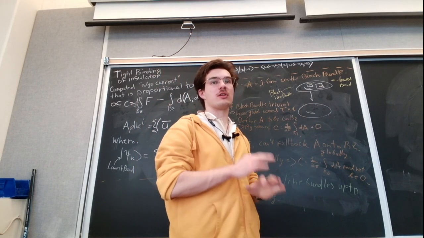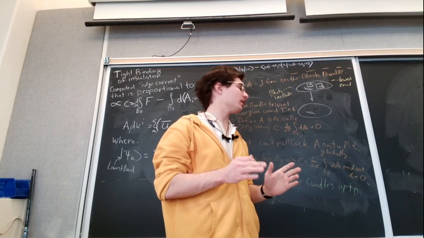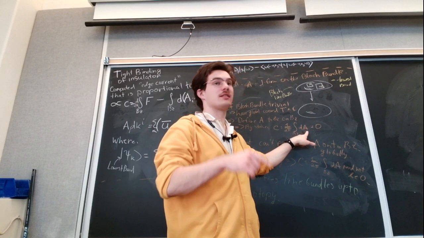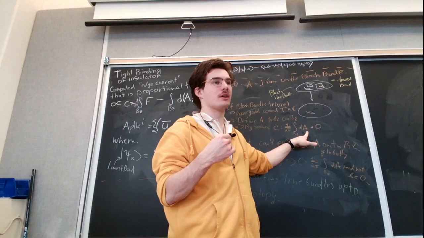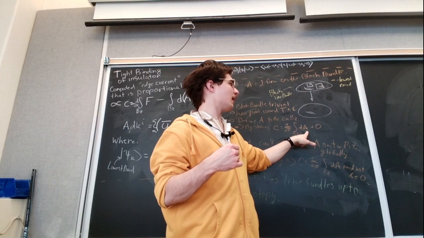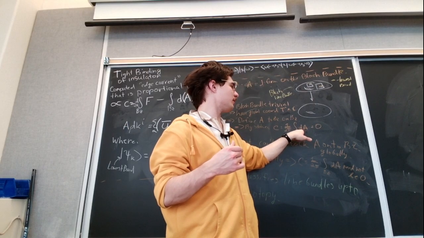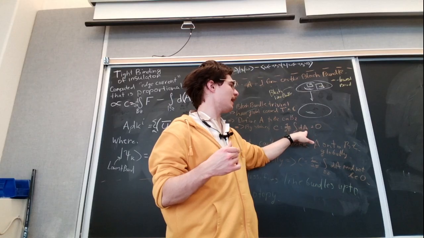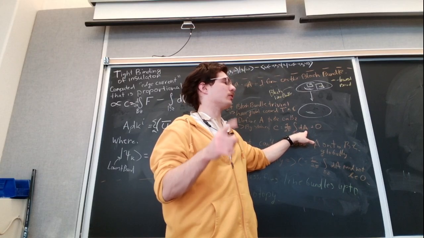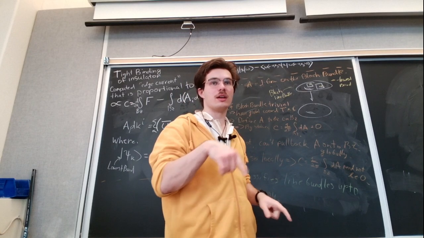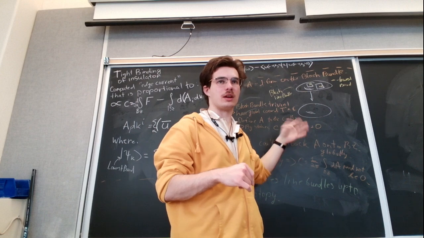Okay, but if I have a globally defined differential form on the torus, then taking d of that and integrating it over the torus has to give me 0, just by Stokes' theorem, right? Because by Stokes' theorem, the integral of d of A has to be equal to the integral of A over the boundary, but the torus has no boundary, so it has to be 0.